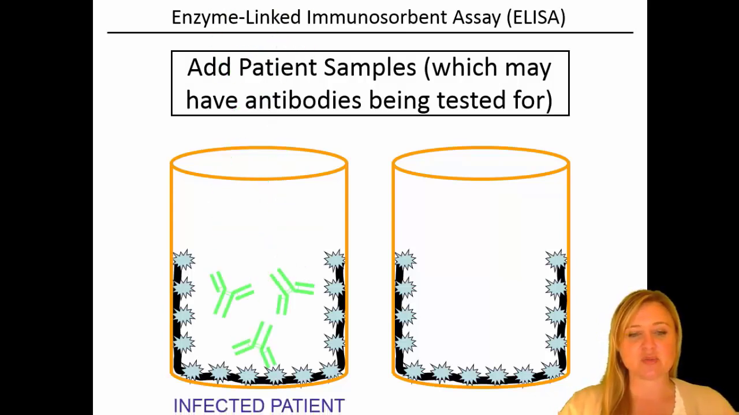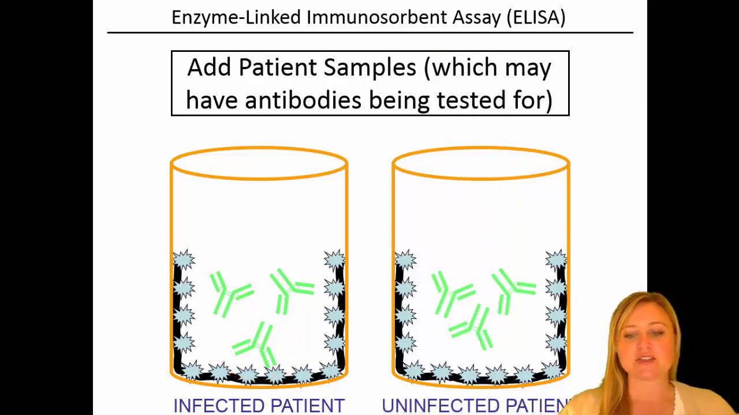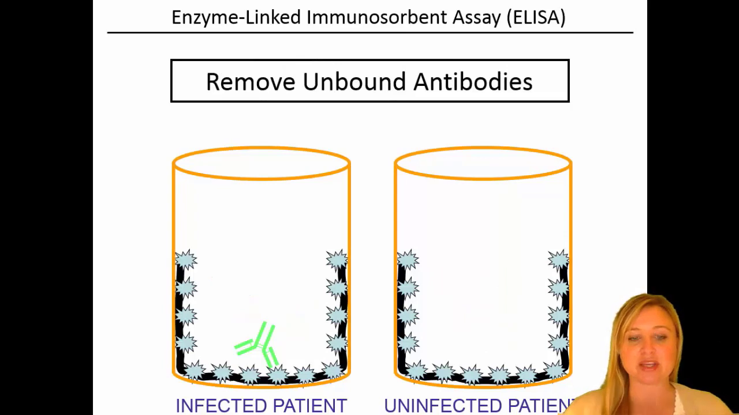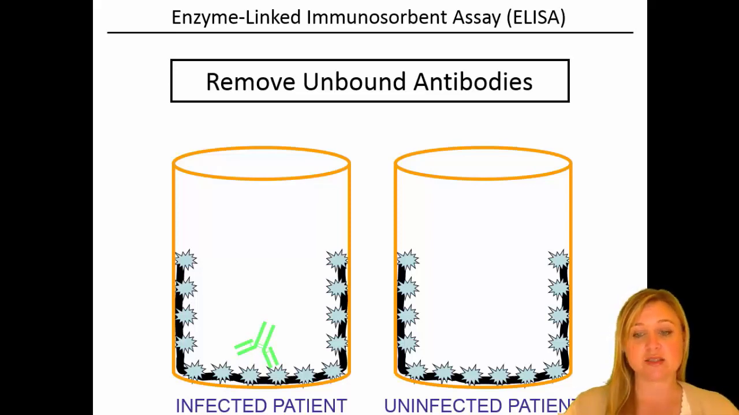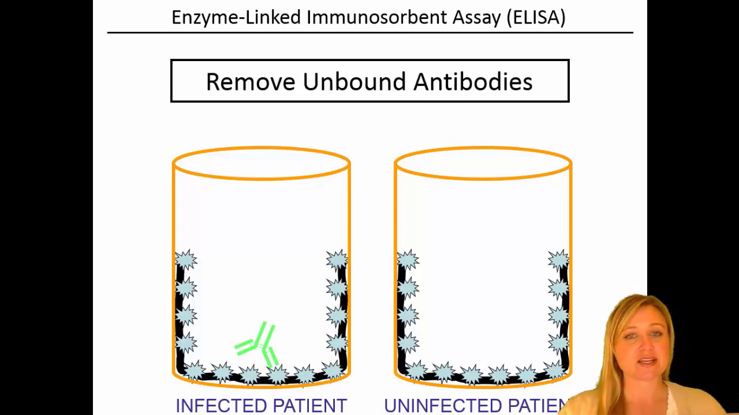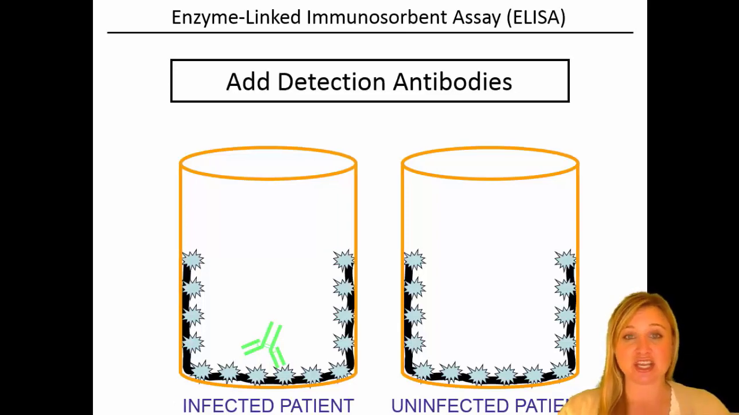And in this case, here's that infected patient, and unfortunately, he or she has antibodies against our antigen. In this case, it's part of an HIV protein. Here's the uninfected patient. This person has never seen HIV, and so his or her immune system hasn't created antibodies against HIV. And we allow time for the patient's samples to bind, and then we rinse out the wells. Now you'll notice that the patient antibodies stayed stuck to the HIV antigens in that well. But all of the other antibodies from the uninfected patient were rinsed away because he or she didn't have any antibodies that recognize HIV.